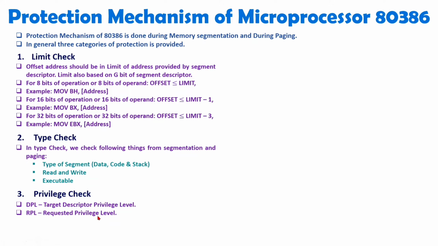So RPL is requested privilege level, which is requested by user. And once we select descriptor, that will be having target descriptor privilege level. And here, my dear students, CPL is current code segment descriptor privilege level. So currently whatever code is executed by user, that is having current code segment descriptor privilege level. Now why it is there, I'll explain you that step by step. Let us see first what is EPL, that is effective privilege level. So effective privilege level will be maximum of RPL or CPL.